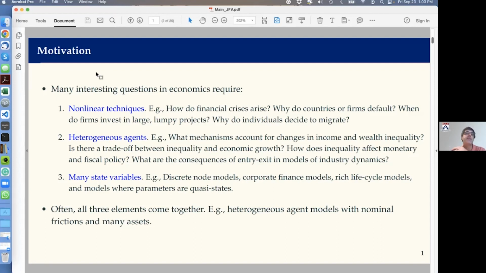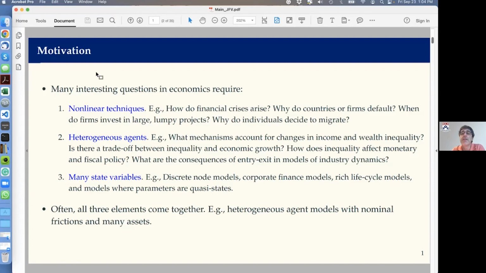So in economics, we tend to build models to answer what we think are interesting questions. And this type of models often involve at least one of the following three things. First, these models are very highly nonlinear. So think about, how do financial crises arise? Well, this is nearly the perfect example of something that is very nonlinear, because the economy is kind of going smoothly and then suddenly you have a very quick crisis.